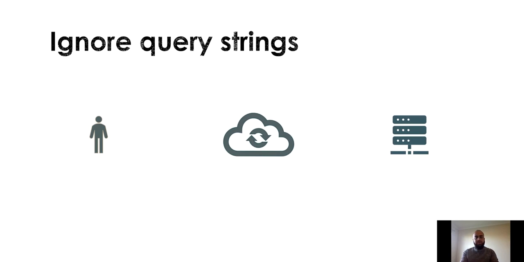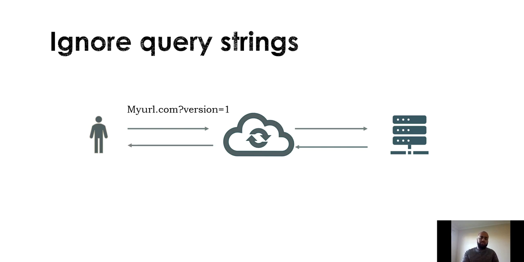So what happens when you try to ignore a query string, right? You make a request. Let's say you're requesting myurl.com and you've got a query string which indicates the version number, version equals 1. For those who don't really know what a query string is, that's the stuff after the question mark. So that's what we call a query string. So let's say I make a request to this URL. The CDN, the first time around, makes a request to the origin server. The origin server responds with that data, and that data is returned to the end user, right?